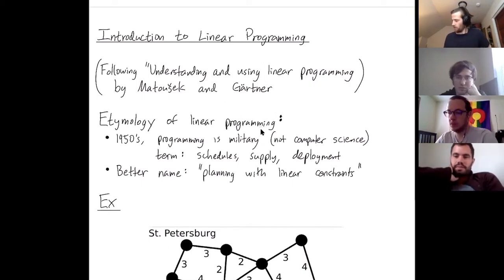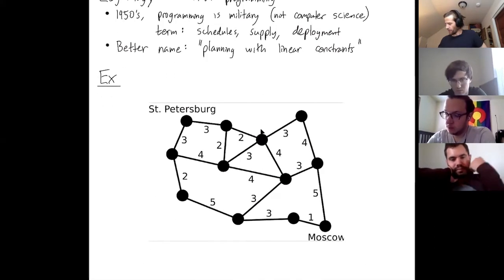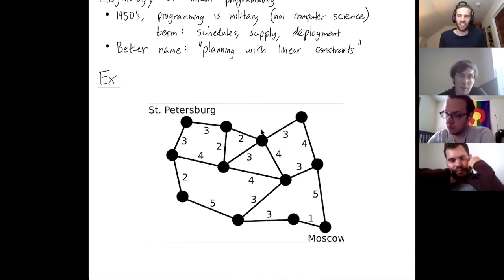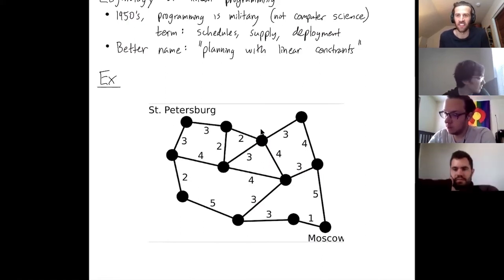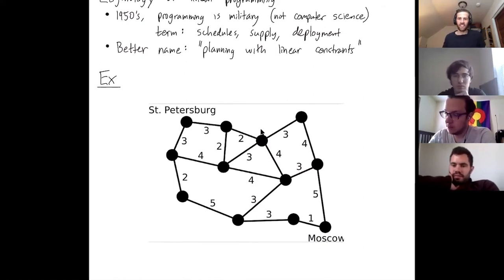So let me give you one example. Linear programming came up in the time of World War II. A lot of this was the US military trying to defeat the USSR and vice versa. And so folks on both sides of the Iron Curtain were developing this. So this is an example coming from the Russian side.